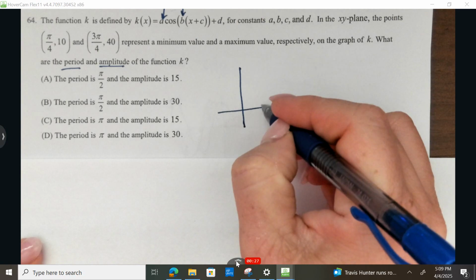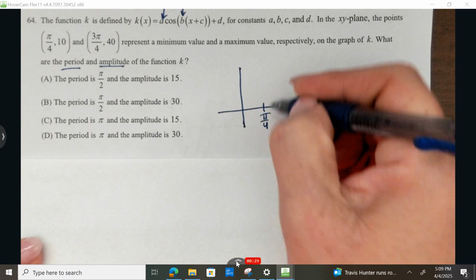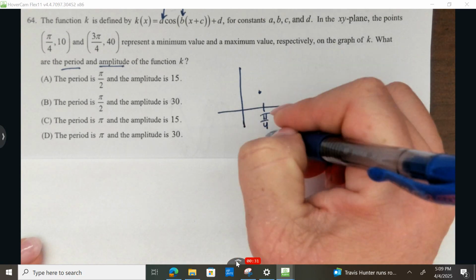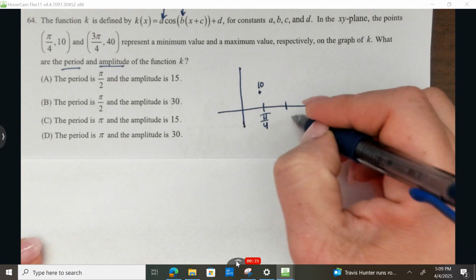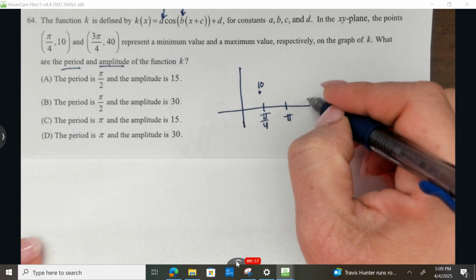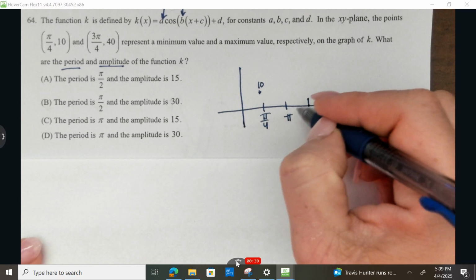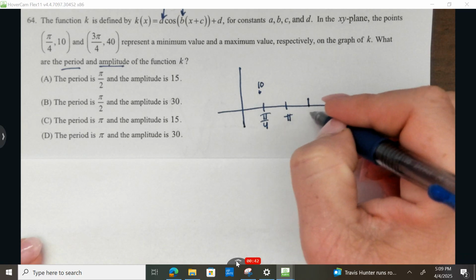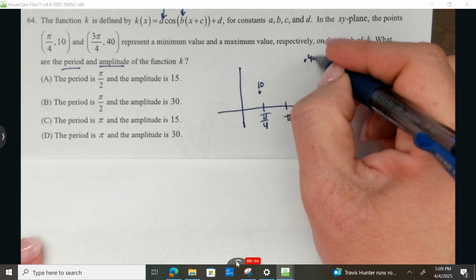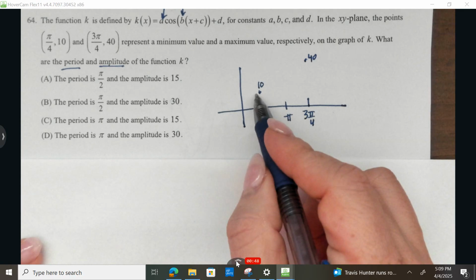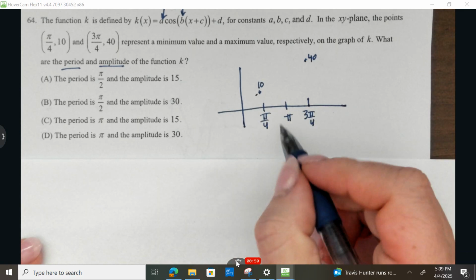Come off to the side here. I have 1 point at pi over 4, and that's at 10. That represents a minimum value. And then if I think of this, this would be pi, and this would be pi. I'm going all the way, and this would be 3 pi over 4. And this goes all the way up to 40. Okay, so here's my minimum, and here's my maximum.